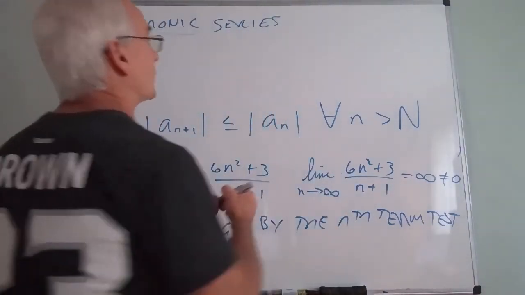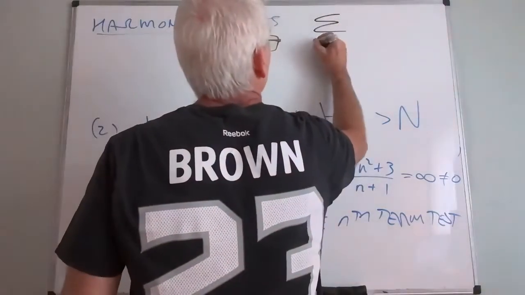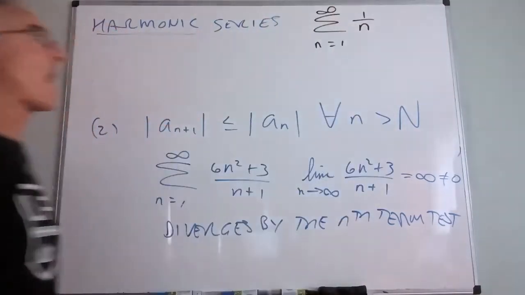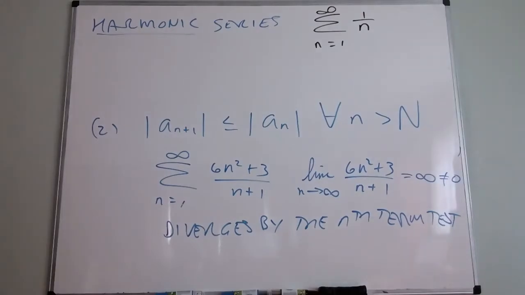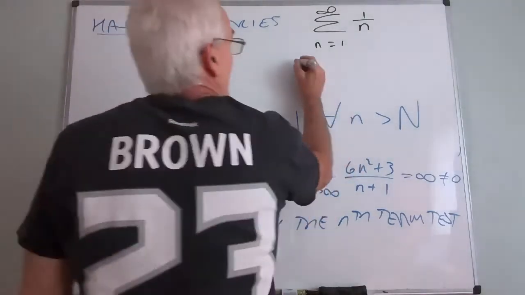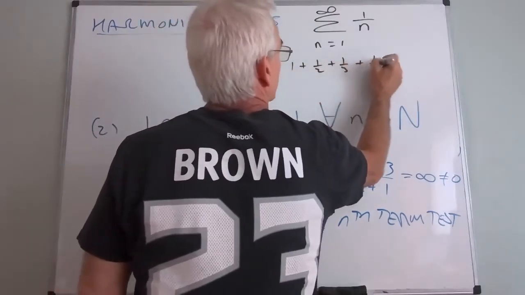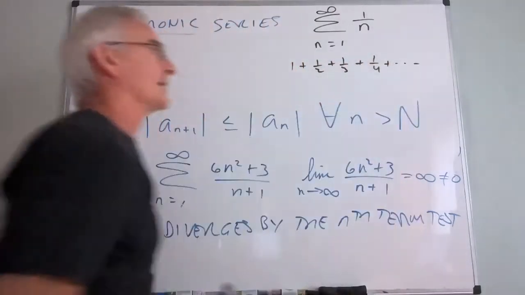The harmonic series is the following. The sum from n equals 1 to infinity of 1 over n. Okay. This is considered one of the most important ones that we study. So what is this? Well, it's going to be 1 plus a half plus a third plus a fourth, forever and ever and ever and ever and ever.